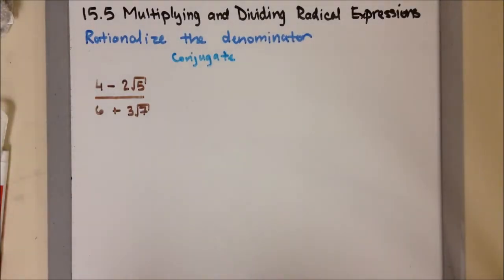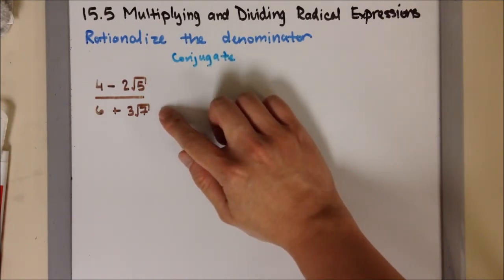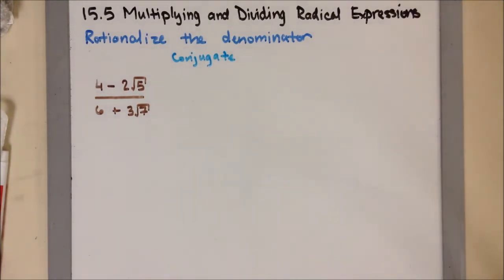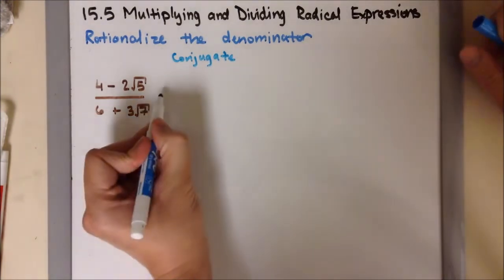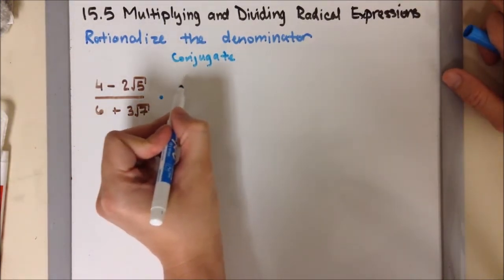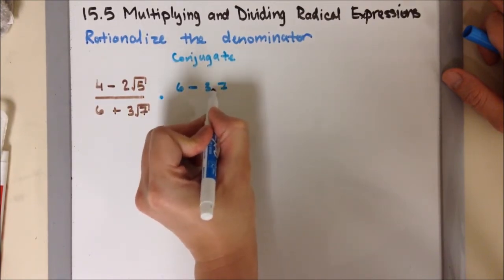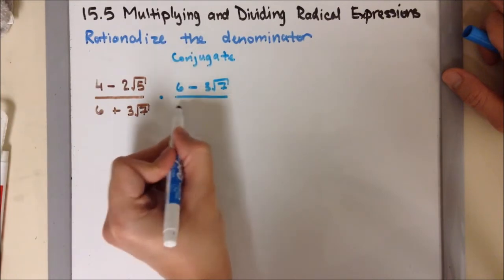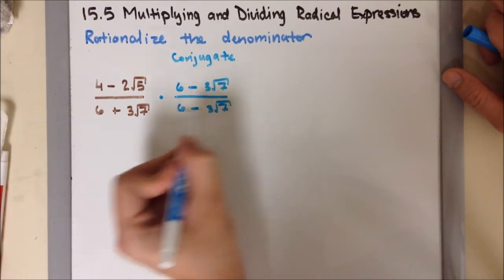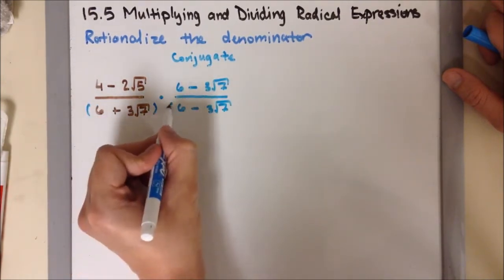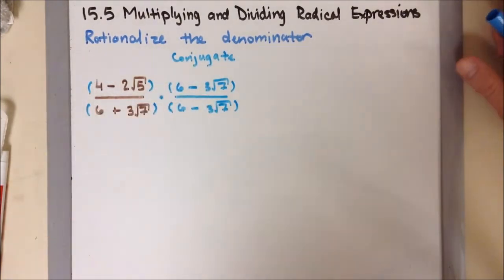So in this example, we have 4 minus 2 square root of 5 over 6 plus 3 square root of 7. Since we have an expression in the denominator, we're going to multiply it by the conjugate. So I'm going to multiply the numerator and denominator by 6 minus 3 square root of 7, and another 6 minus 3 square root of 7. Essentially, we're going to FOIL, but this time, since we have an expression in the numerator of the example, we're going to FOIL twice.